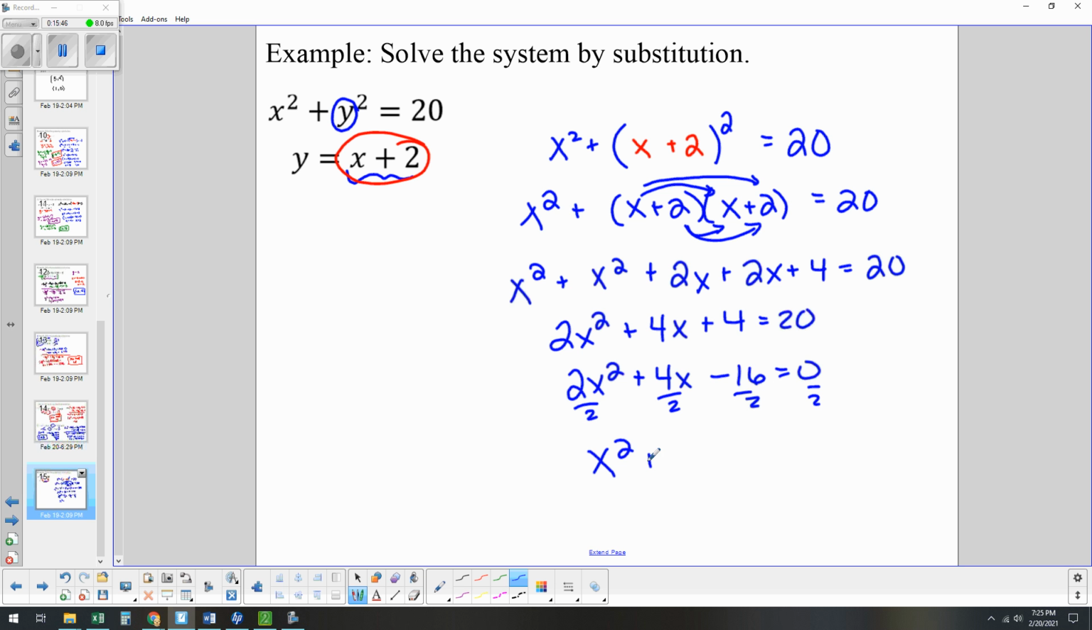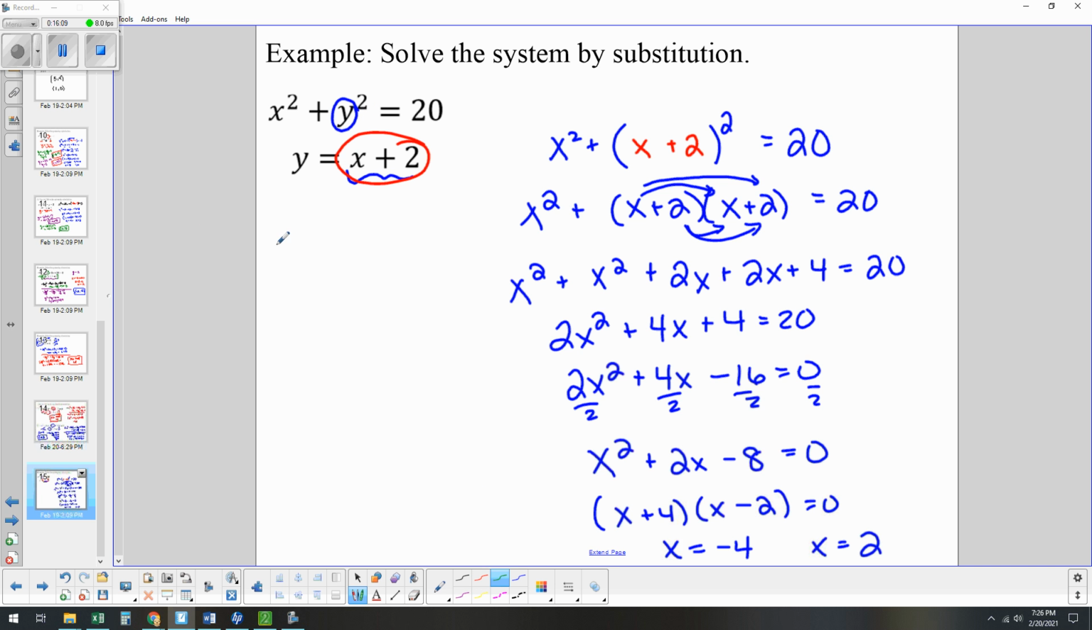So we're left with x squared plus 2x minus 8 equals 0. And now this is factorable. So we want to know what multiplies to negative 8 and adds 2. That's a 4 and a negative 2. So that means x equals negative 4 and x equals positive 2. So I'm going to go ahead and plug them in here.